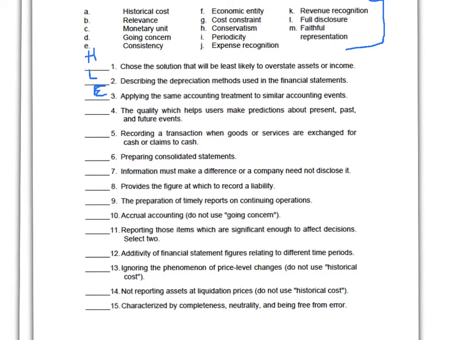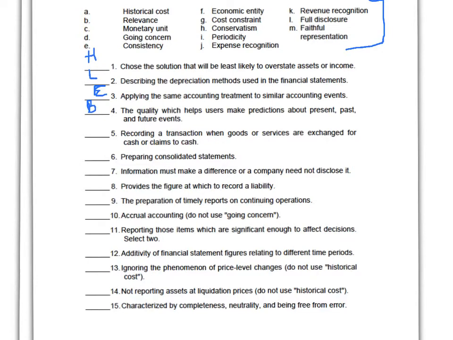So we do it this way in 2011. We continue on and do it again in 2012. And that way our results are going to be consistent. Consistency, E. Number 4 says the quality which helps users make predictions about present, past, and future events. Well, this is going to be what we refer to as relevance. It has to do with predictive ability, which is part of relevance, and B, it's predictive ability.